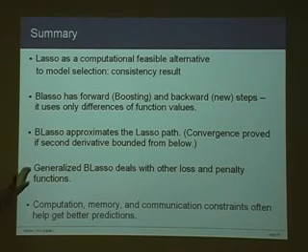So one thing I want to emphasize is that Lasso can be dealt with different convex losses and convex penalties. And computation, memory, and communication constraints often help get better prediction in large data sets. With the computing power, sometimes we go overboard because we have the computing power, and if we don't get the complex structure right, sometimes it's really overfitting. And the computation constraint and communication constraint sometimes force you to do better. So it's not always bad to have fewer computers.